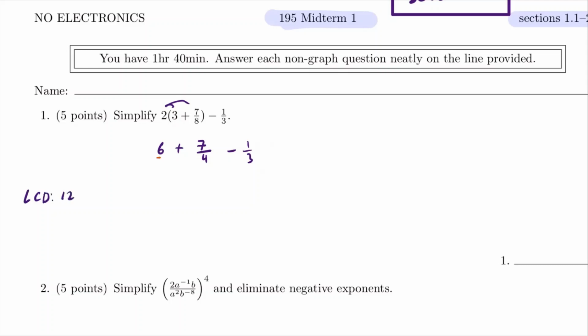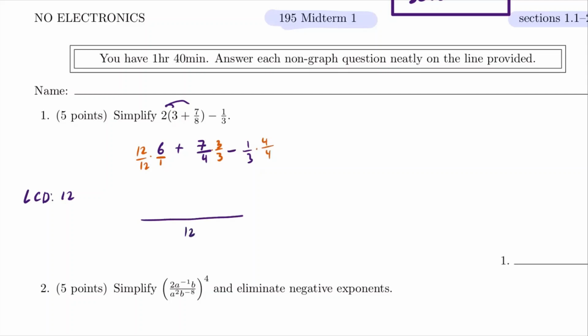So I'm going to go ahead and write this over 1 and multiply this by 12 over 12. The second fraction I'll multiply with 3 over 3, so I obtain the 12 in the denominator, and this one by 4 over 4. So now they will all have 12 in the denominator.